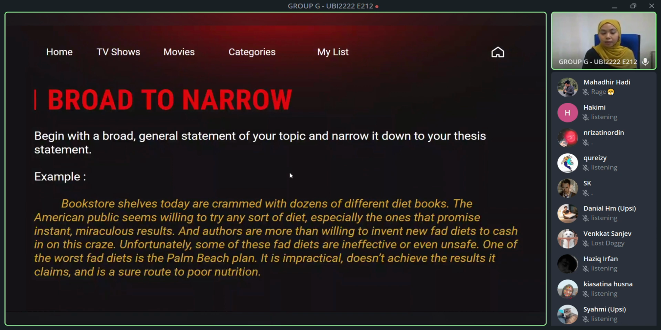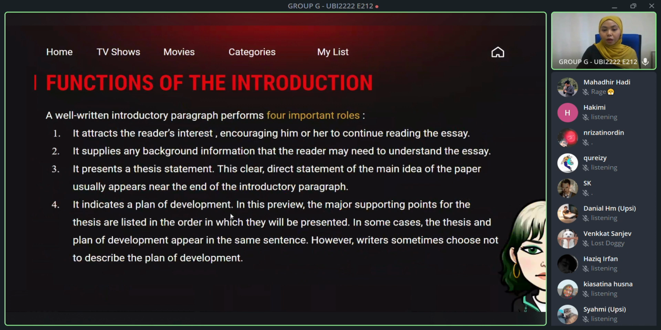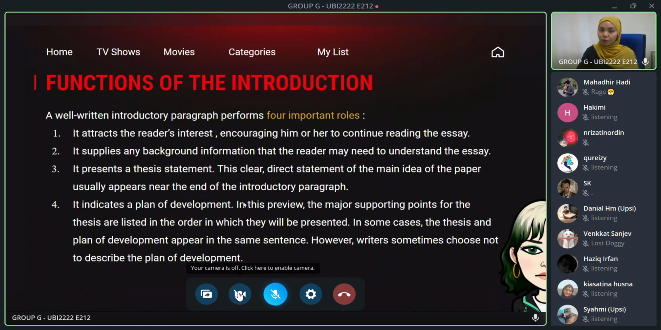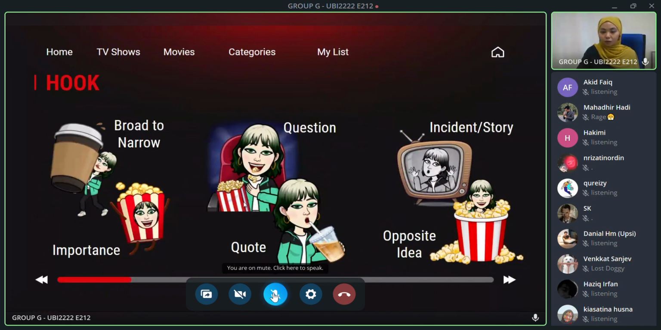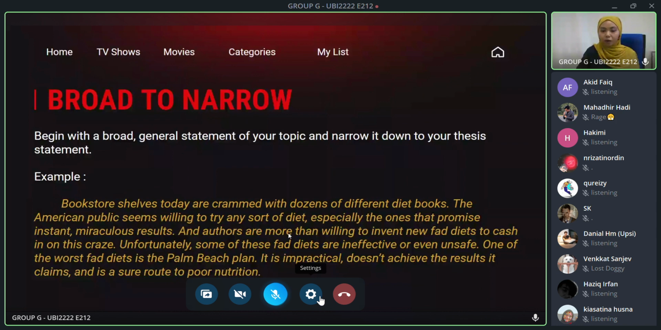Look at the last sentence. It is impractical, doesn't achieve the results it claims, and is a sure route to poor nutrition. So impractical would be main point 1, doesn't achieve the results it claims, main point 2, and is a sure route to poor nutrition, main point 3. Look at the sentence again. In this preview, the major supporting points for the thesis are listed in the order in which they will be presented, meaning this is the first paragraph, the introductory paragraph.